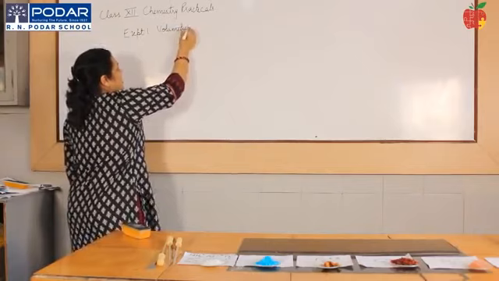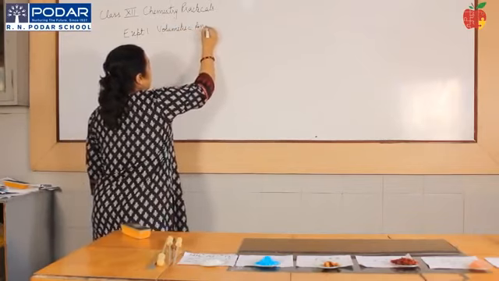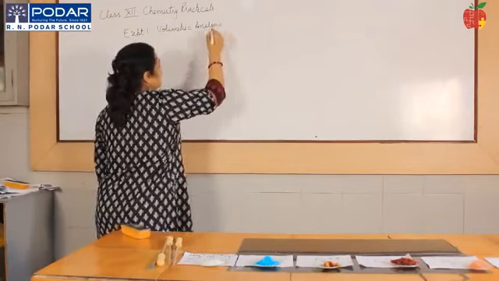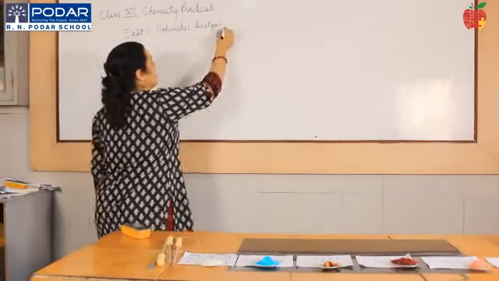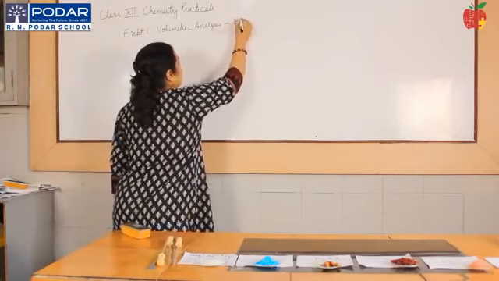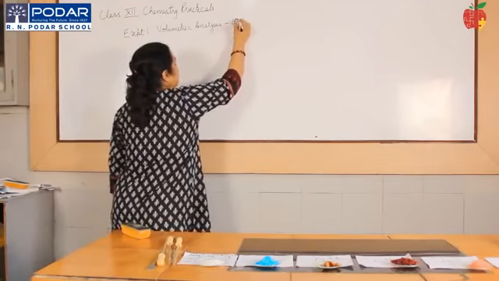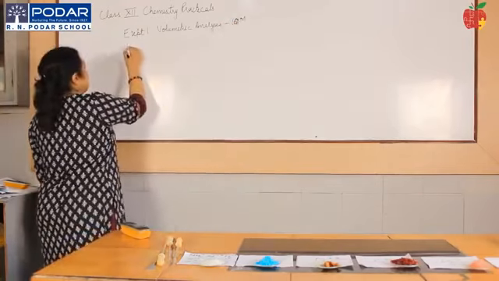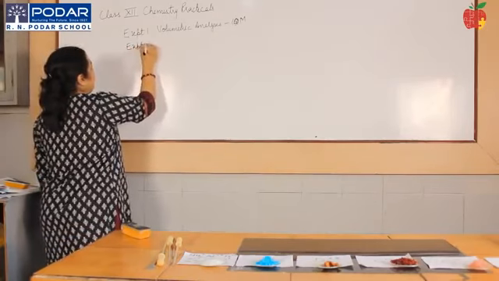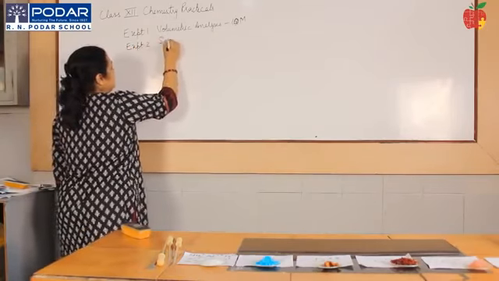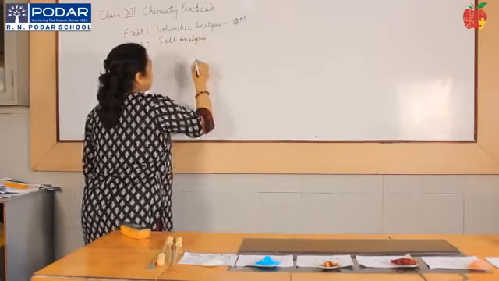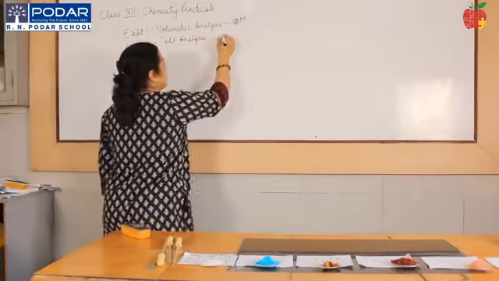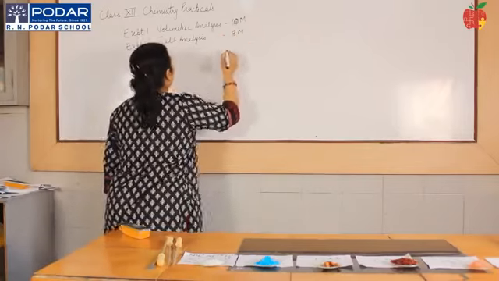Your volumetric analysis is a quantitative analysis where you do titration to calculate the strength and molarity of an unknown solution. This has weightage of 10 marks. Your experiment number 2 is your salt analysis, which is a qualitative analysis where you identify the anion and cation present in the given salt, which has a weightage of 8 marks.